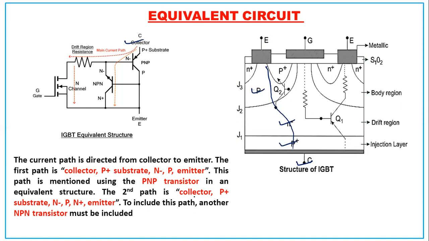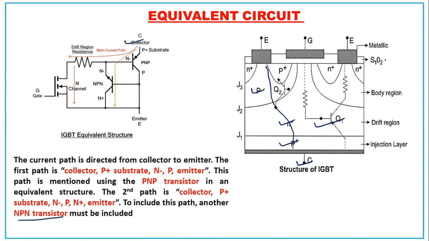And the second part is collector, P plus substrate, N minus, so N minus P, N plus emitter. So that is basically N minus P, N plus emitter. Okay, so collector. So that's how the path is going. So the NPN transistor must be included. So Q1 and Q2, two transistors will be there. One will be PNP and another will be NPN, just like we have seen.